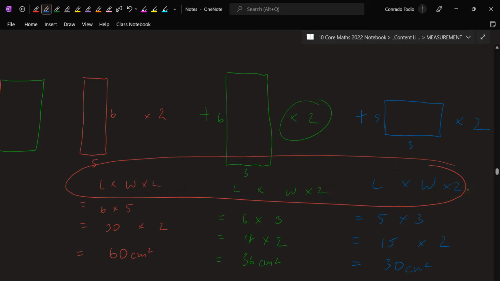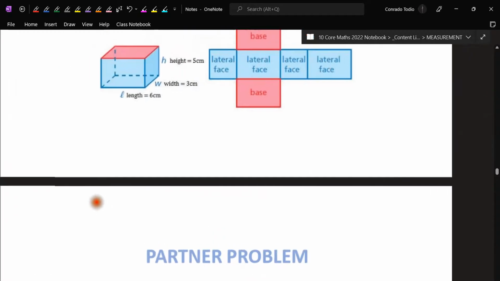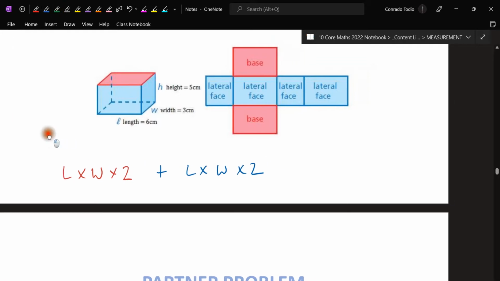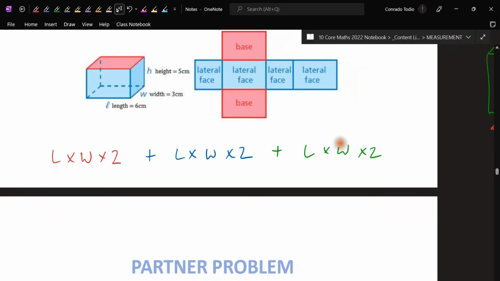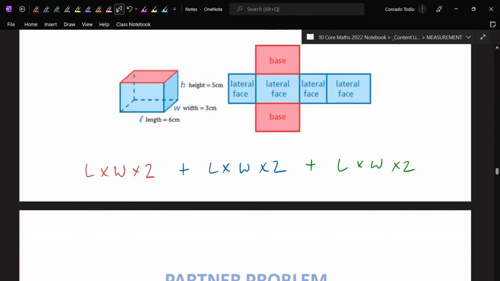Okay, that's basically the formula for it, and you're just adding them all together. So the formula then for a rectangular prism, write this down because you will need it. Length times width, so that's for one shape, plus length times width, that's the other rectangular side, plus length times width, times 2. Okay, so that's the formula for any rectangular prism.